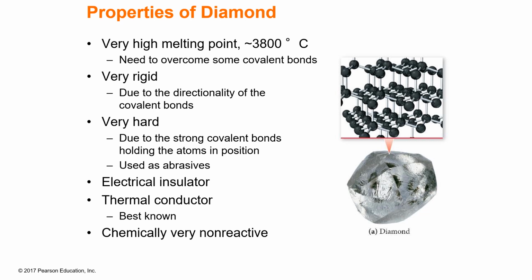We also have other things like diamond. Diamond is when we have carbon that is arranged in a tetrahedral crystal structure. This has a very high melting point, about 3,800 degrees Celsius, because we need to add enough energy to overcome those covalent bonds. It is very rigid and hard. It is an electrical insulator, and it's chemically very non-reactive. So diamond is very non-reactive.